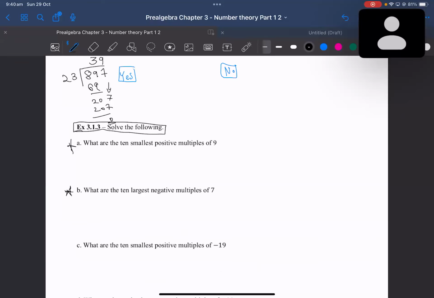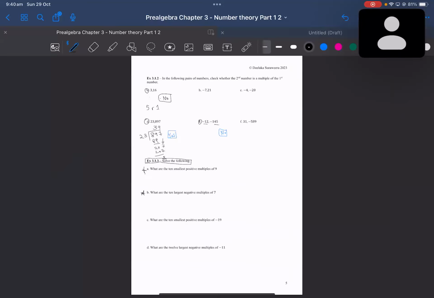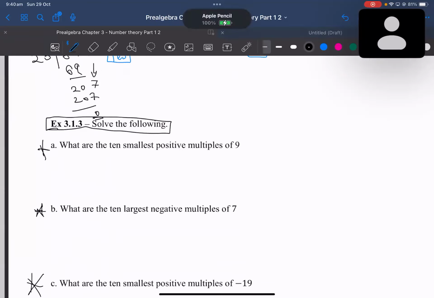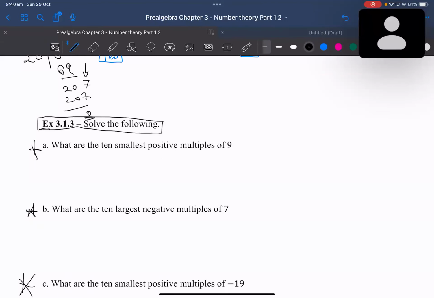You do all 4 parts. So what's the smallest positive multiple of 9? It's 9. Then it's 9 times 2, then it's 9 times 3. You just keep adding 9. 9, 18, 27.